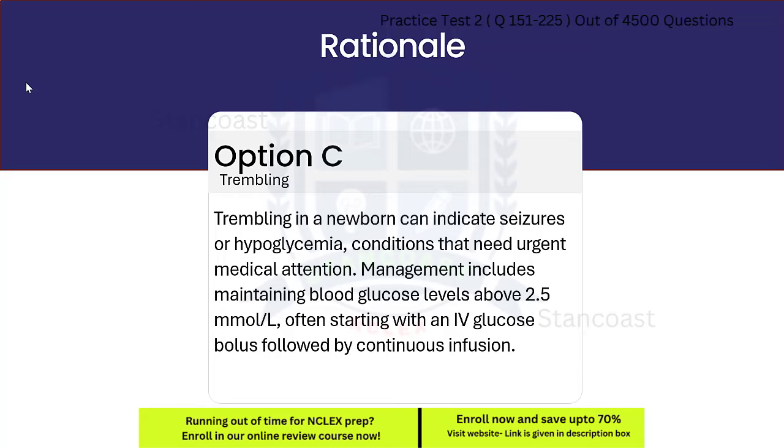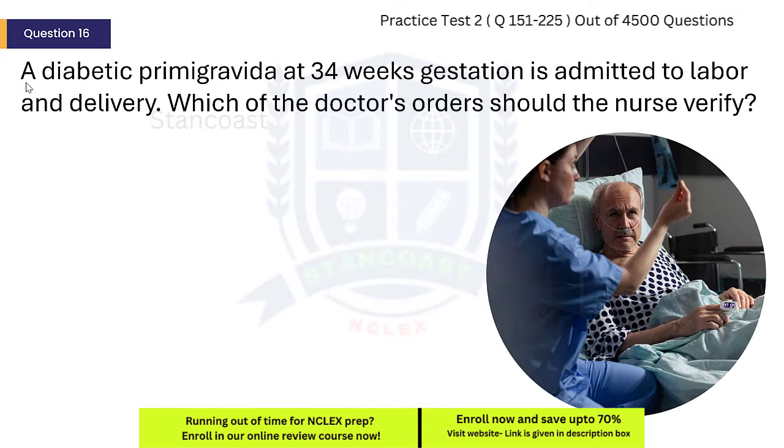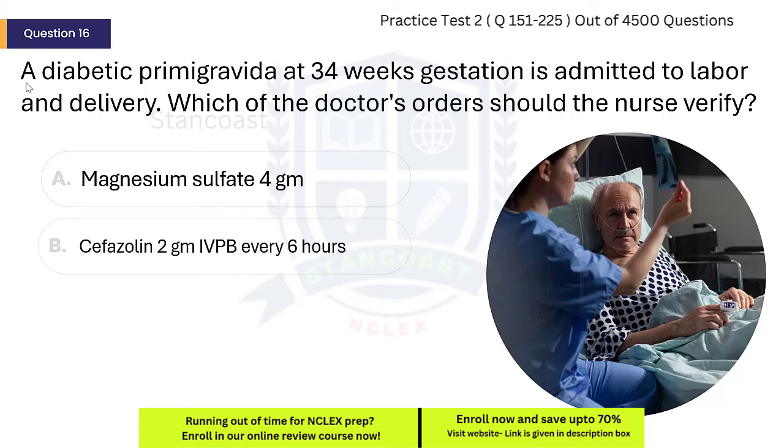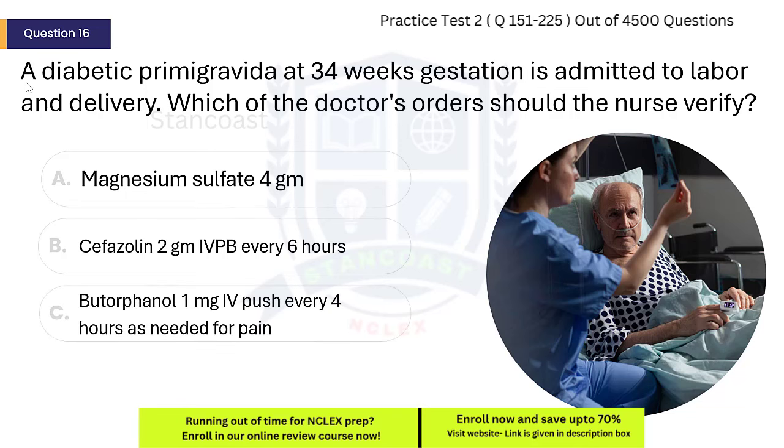continuous infusion. A diabetic primigravida at 34 weeks gestation is admitted to labor and delivery. Which of the doctor's orders should the nurse verify? A. Magnesium sulfate, 4 grams. B. Cefazolin 2 grams intravenous piggyback every 6 hours. C. Butorphanol, 1 milligram, intravenous push every 4 hours as needed for pain. D. Terbutaline 10 micrograms intravenous. Think about the potential effects of these medications.